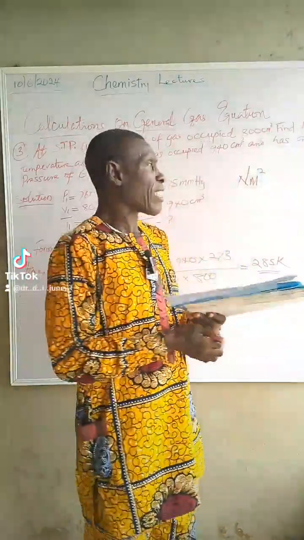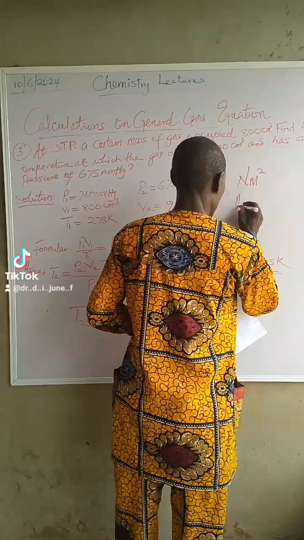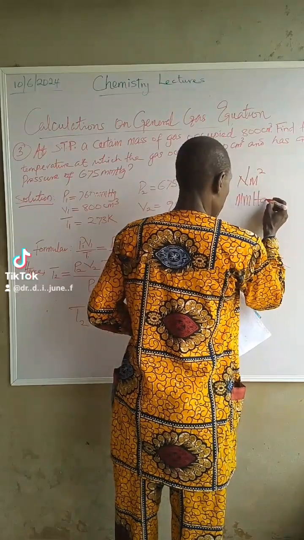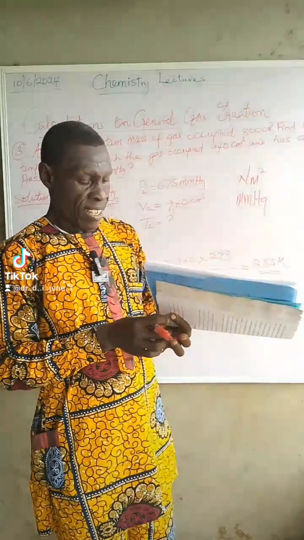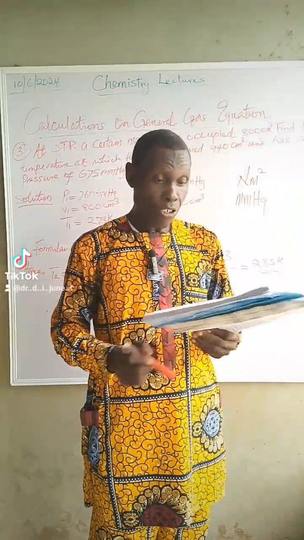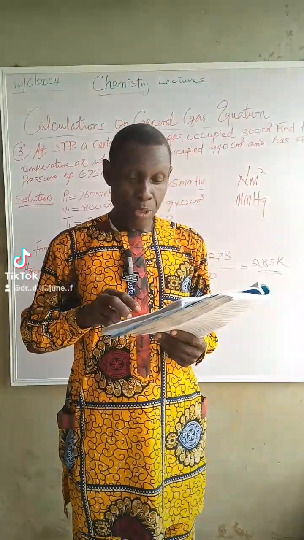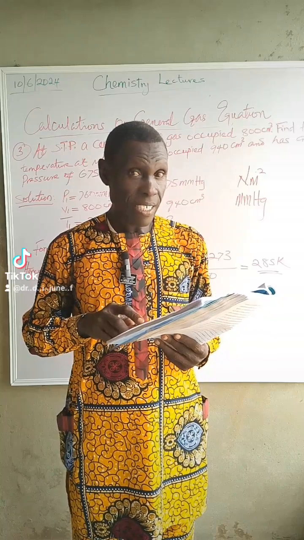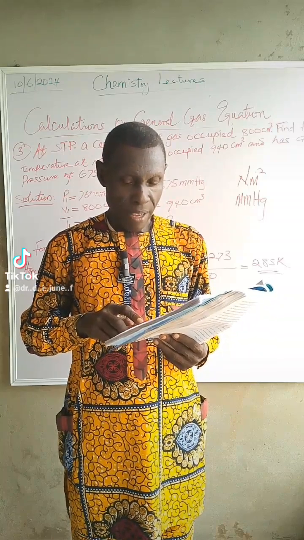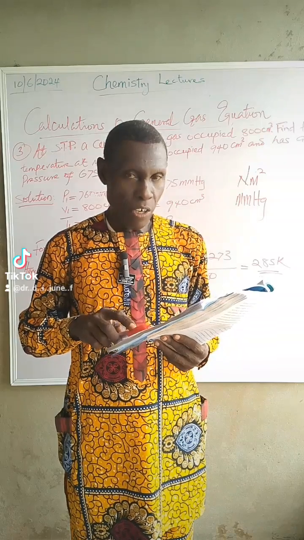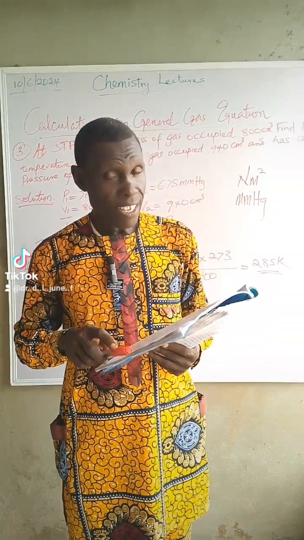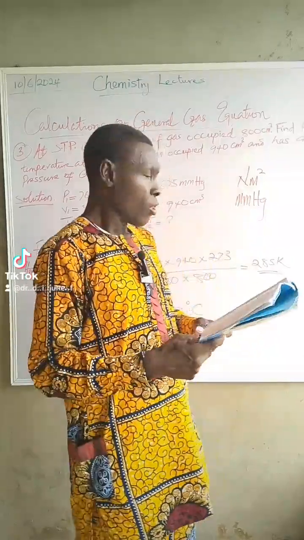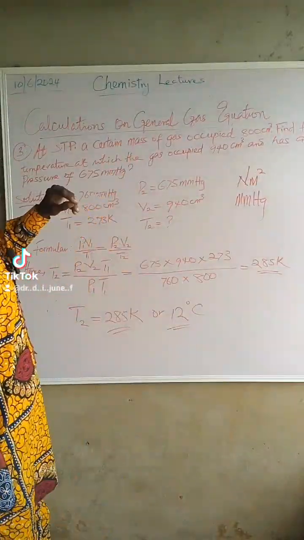But if the unit is millimeter mercury pressure, and in the problem you see this unit, then it means that your P1, which is the initial pressure, will be 760 mmHg, while the initial temperature will be 273 Kelvin. These are constants that you also need to know. So let's go. Now look at the question here.